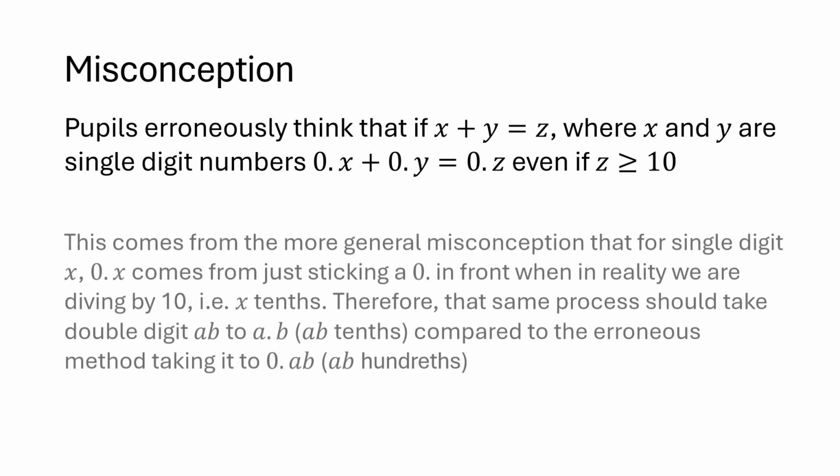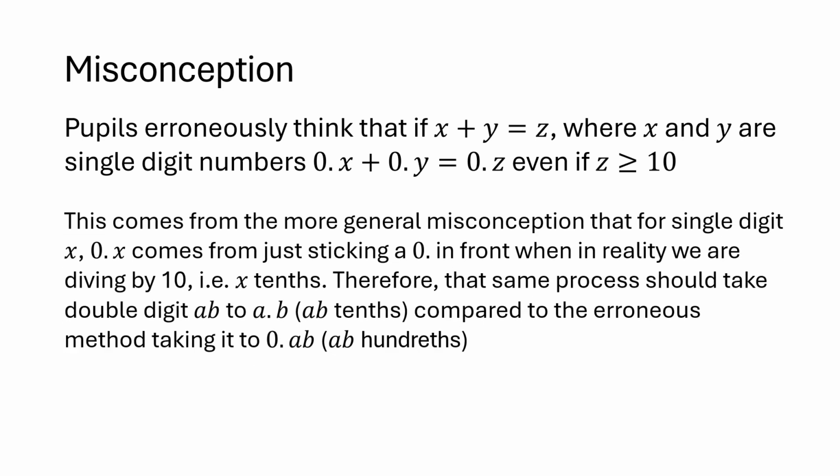The error here, the misconception, is that they're just taking the numbers after the 0 point, getting rid of that 0 point, adding them up, and then putting that 0 point back at the start again. The reason this is wrong is that adding a 0 point at the start is not a real operation. 0.x is actually x tenths, so if we had a two-digit number AB, where A is the first digit and B is the second digit, AB tenths should be A point B, not just AB with a 0 point at the start, which is 0.AB, which is AB hundredths, not AB tenths.